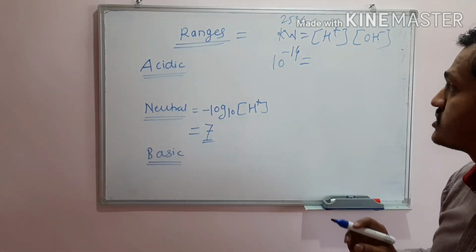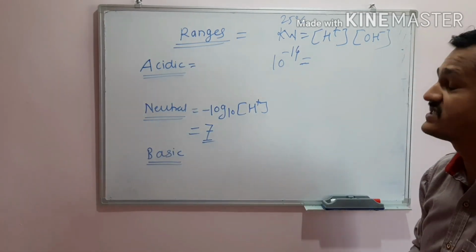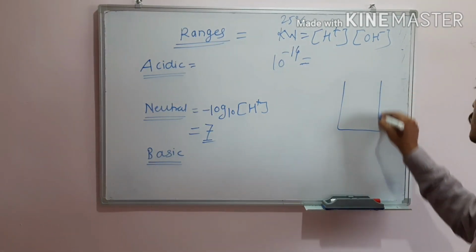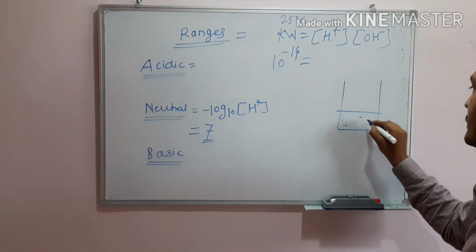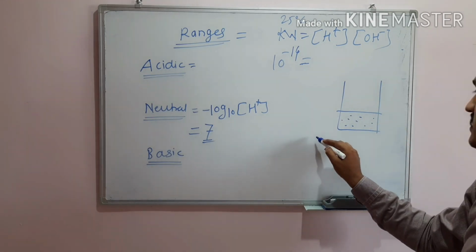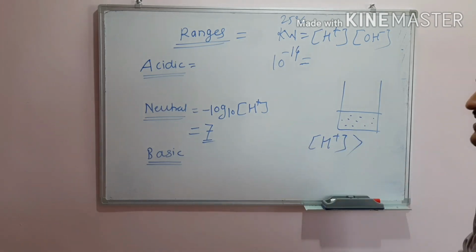So in case the solution is acidic, which ion is greater in this solution? Which type of ions is greater in the solution? If the solution is acidic, it means the concentration of H plus ion increases.